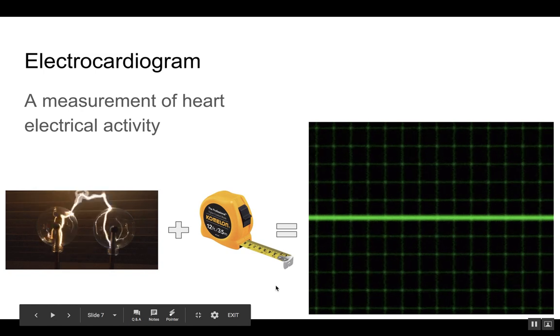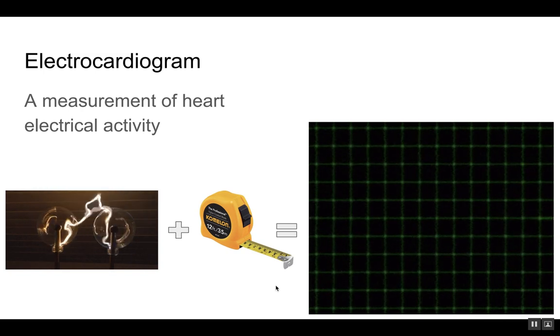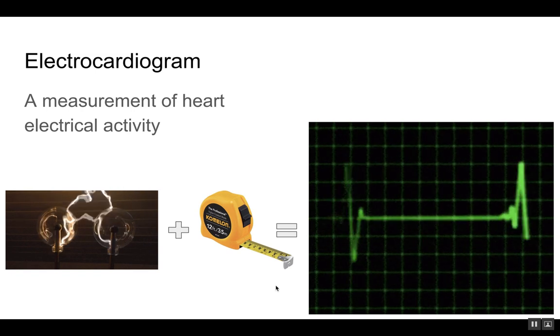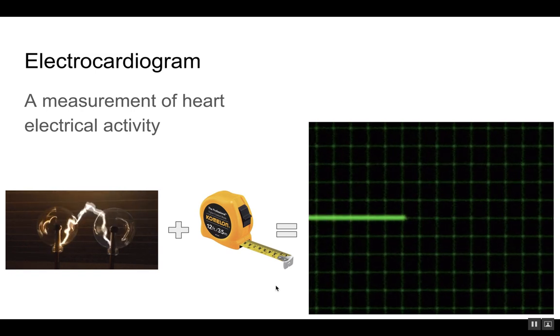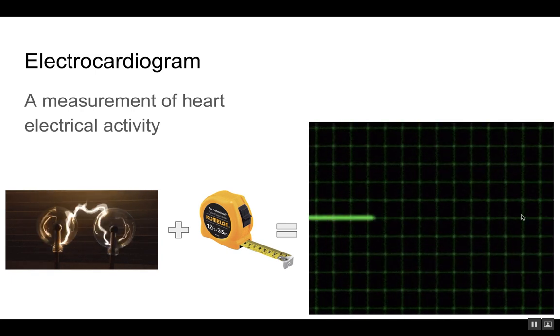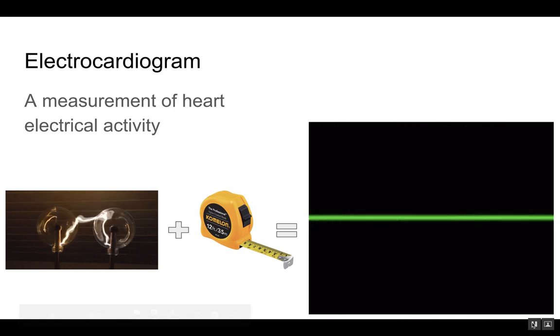Next vocab word here is electrocardiogram. This is the measurement of heart electrical activity. Believe it or not, there is electrical activity going on in your heart. This is what it looks like here. Over here on the right, you've seen this in the hospital, showing these different kinds of wavelengths. It shows you the electrical activity of your heart, and the doctors can tell a lot about your health by what your electrocardiogram reading looks like.